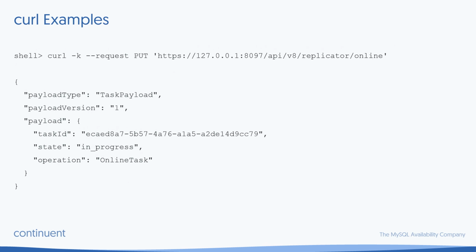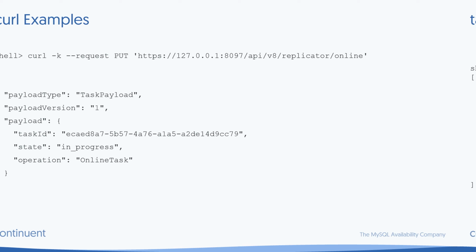And here we have an example of a put command in v8. This one is taking the replicator online. So there are all the various options of puts and for online, offline for the status changes for the replicator.